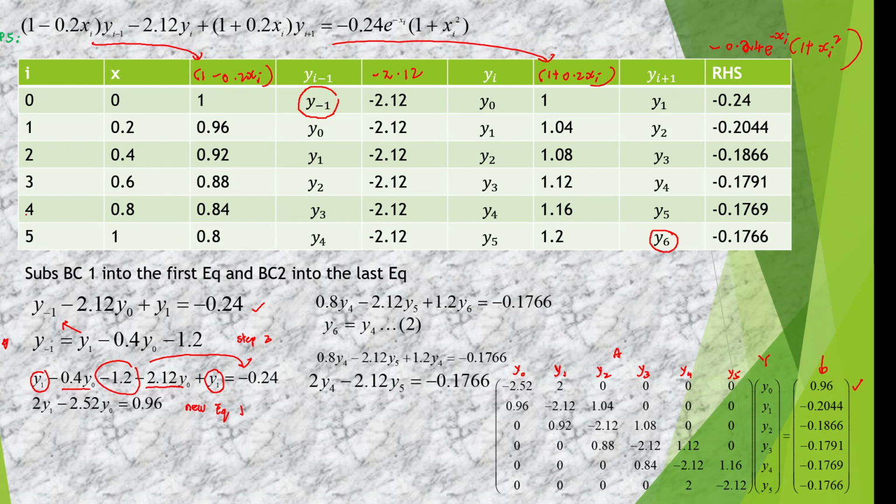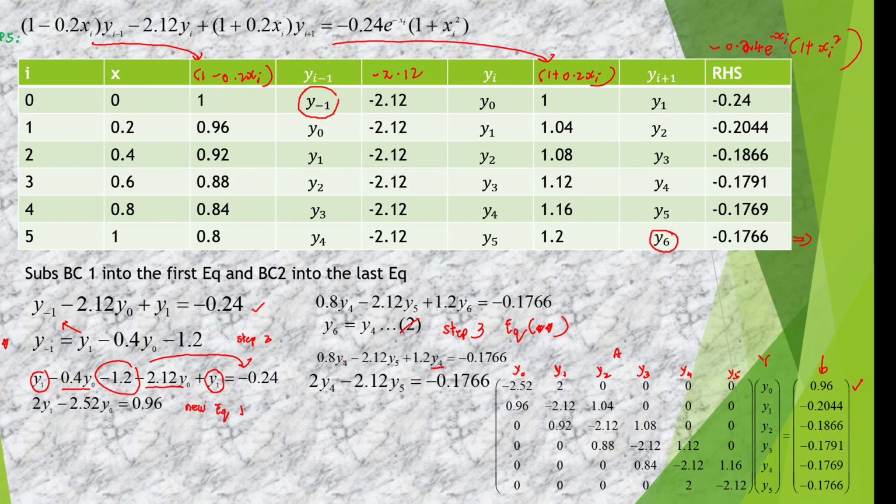After that we look at the last equation. The last equation here has the term y6, which is extra, and we know that y6 equal to y4. This is from step 3, where you obtain the equation star. And from the last row in the table, you may read back 0.8 y4 minus 2.12 y5 plus 1.2 y6 equal to negative 0.1766. From step 3, you obtain y6 equal to y4. Hence, you replace y6 here by y4.